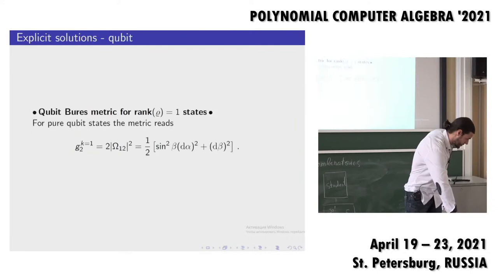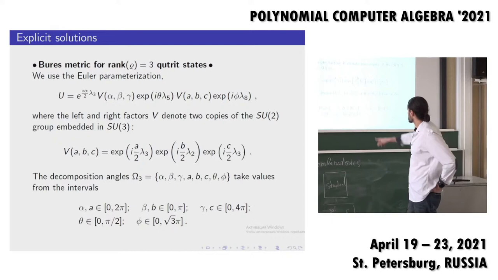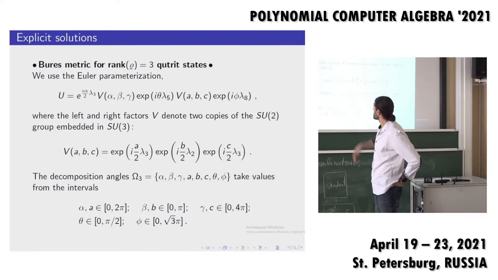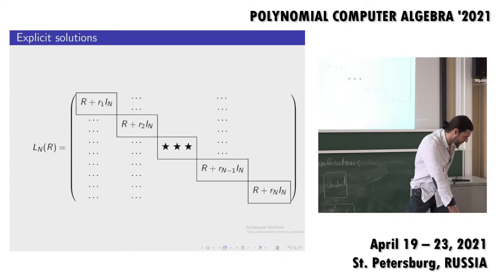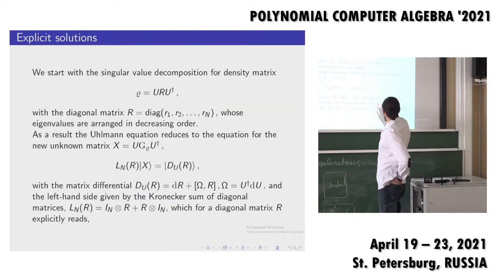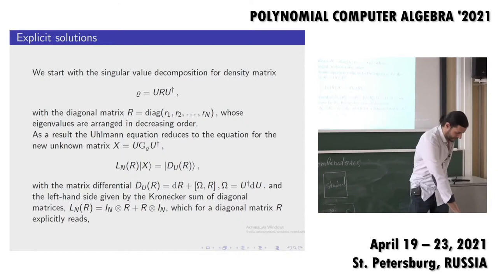For a qudit, in the Euler parametrization, we now have eight parameters here with these intervals. This is the U, and that's the starting point to calculate the omega, which is U Hermitian times dU. Once this is calculated, we have the right hand side, and the left hand side was given explicitly here.